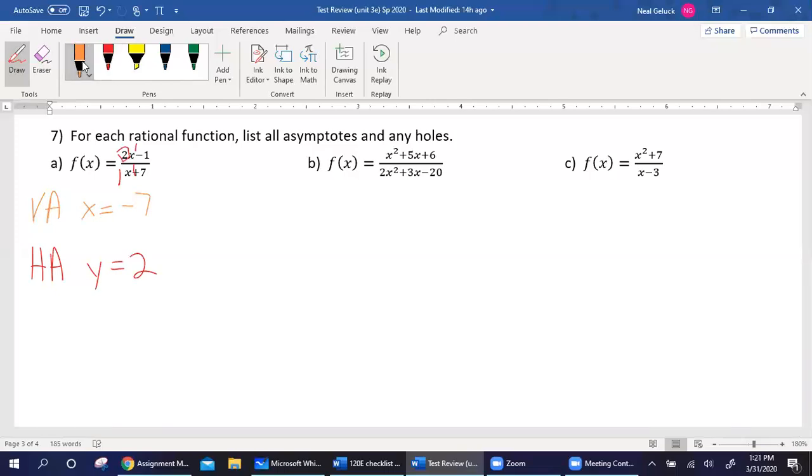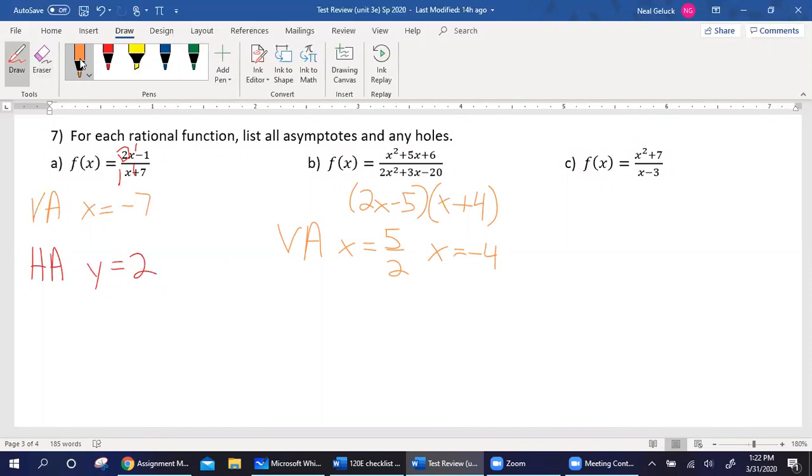On letter B, to figure out the vertical asymptote, or asymptotes, I'm going to have to factor the denominator. So again, you've done this many times. Use whatever method you're most comfortable with. But the denominator will factor into (2x minus 5)(x plus 4). The numbers that make that 0 are 5/2 and -4. So x equals 5/2 and x equals -4.